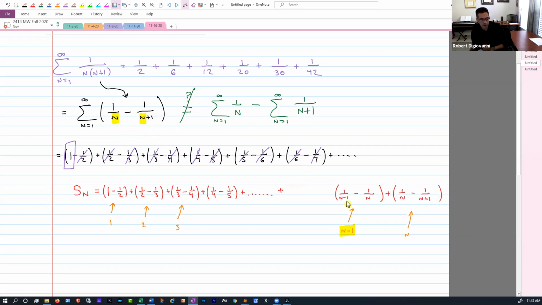1 over n minus 1, and then the other one will become 1 over n minus 1 plus 1, that's 1 over n. Let's go one more back, okay? Let's do the one right in front of that one. So this time I'm not plugging in n minus 1, I'm plugging in n minus 2. So if I plug n minus 2 into that formula, I get 1 over n minus 2 minus 1 over n minus 2 plus 1 will be minus 1.